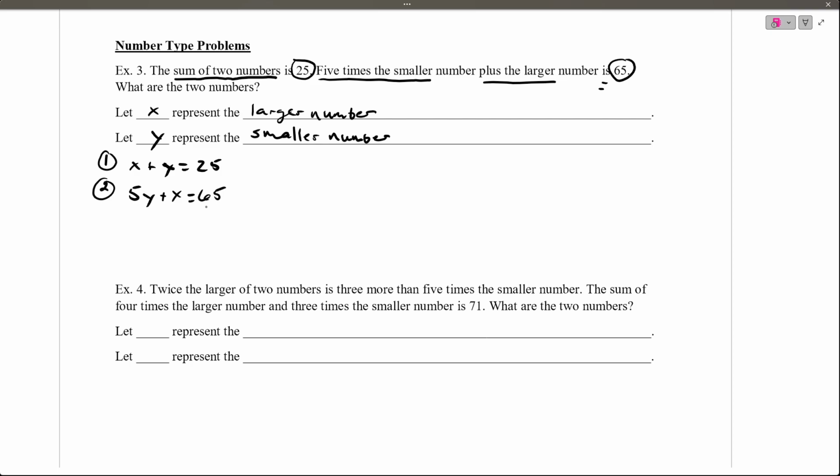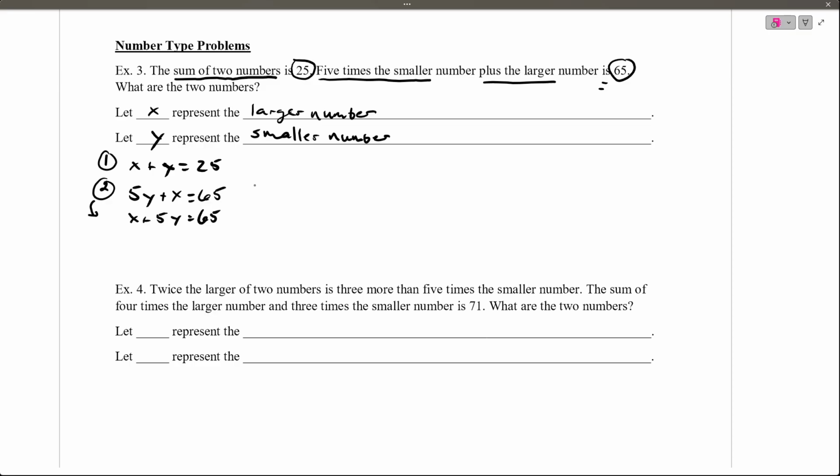Okay, so what do we have here? Do we have a nice simple way of doing substitution? Not directly. So we have choices here. We could rearrange it and do elimination. Yeah, that'll work. Sure, why not? So let's rearrange number 2. We're not changing anything here, so it's going to still be the same equation. So I'm not making a third equation. I'm just rearranging it so the x's line up with the x's and the y's line up with the y's. So this is saying x plus 5y is equal to 65.